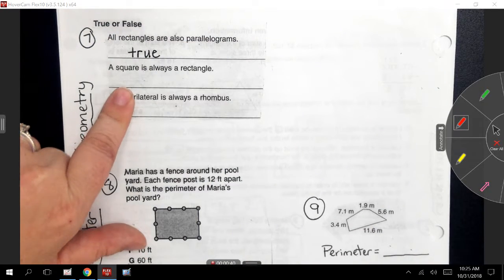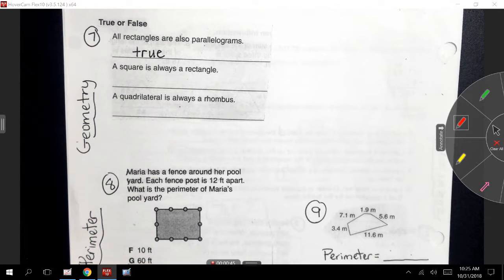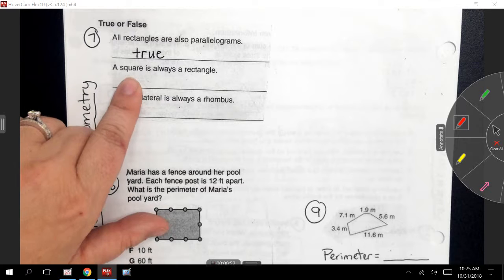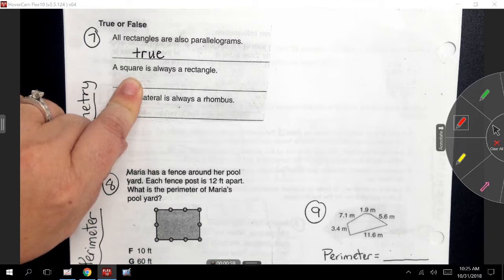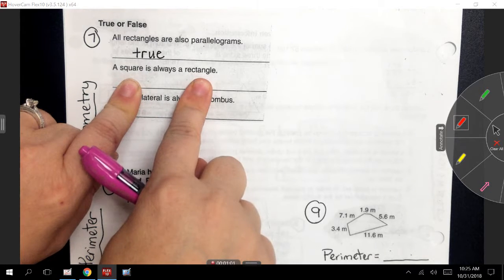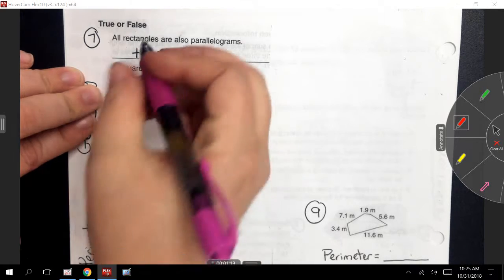Number 8, a square is always a rectangle. Noah? False. Guys, every class today has said false, but this is in fact true. A square is just a special rectangle where your sides are equal. Is a rectangle always a square? No, just sometimes, okay? But a square is always a rectangle.